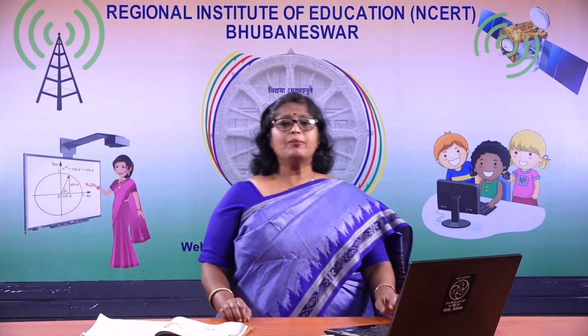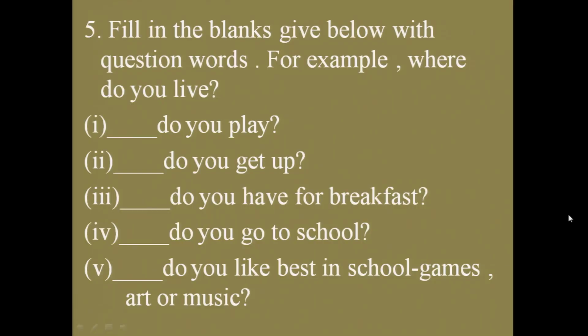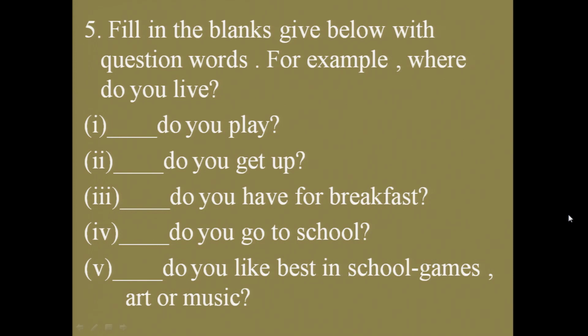Next, fill in the blanks given below with question words. For example, where do you live? Now, when I said question words, I hope you all remember. You can recollect whatever we discussed in our previous section using WH words, other question words. Now, here you have dash do you play. Here you can have several options. Which options are correct? Which options can be taken? Dash do you play? It can be where do you play? When do you play? So it depends on you in what way you want to take this question.